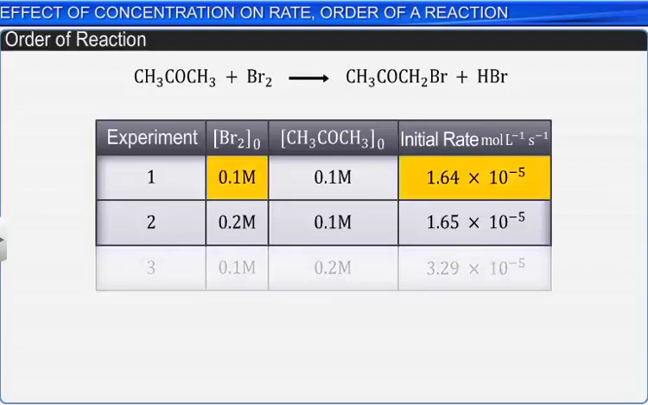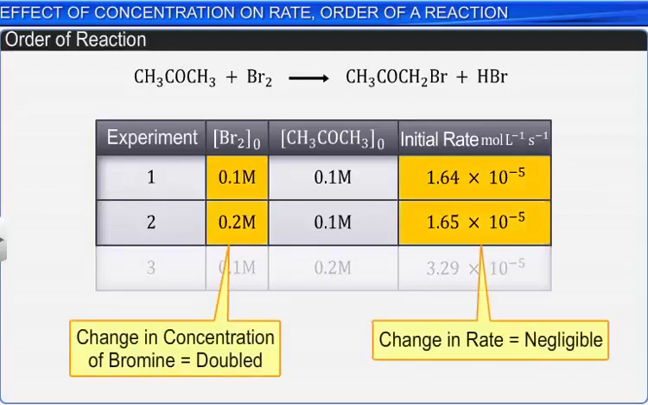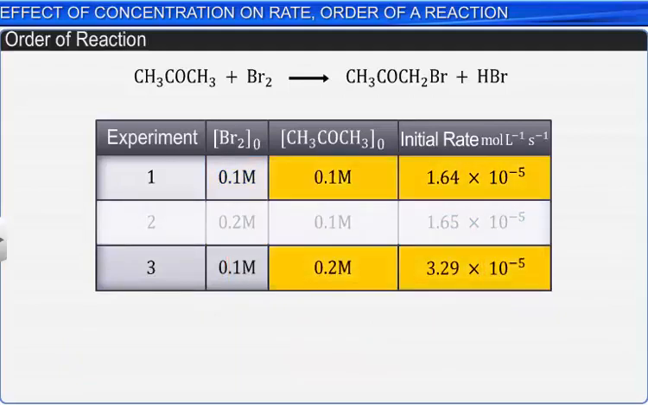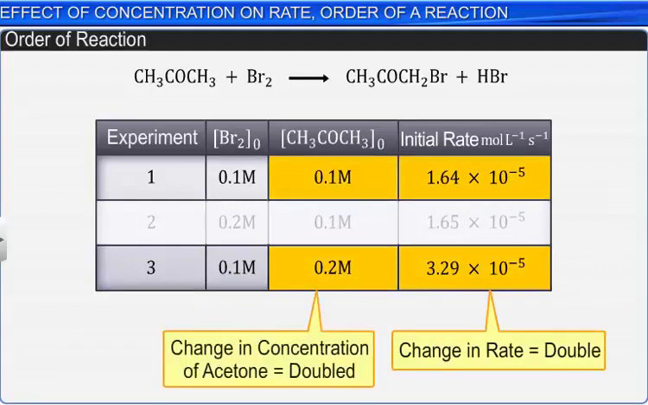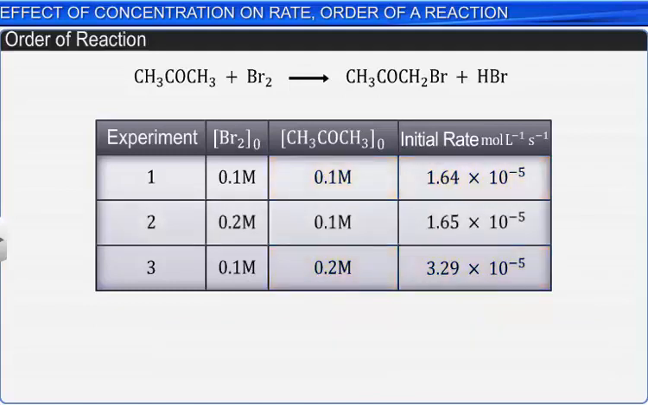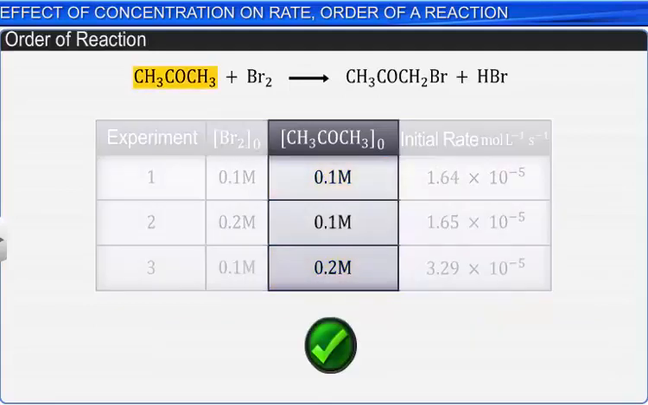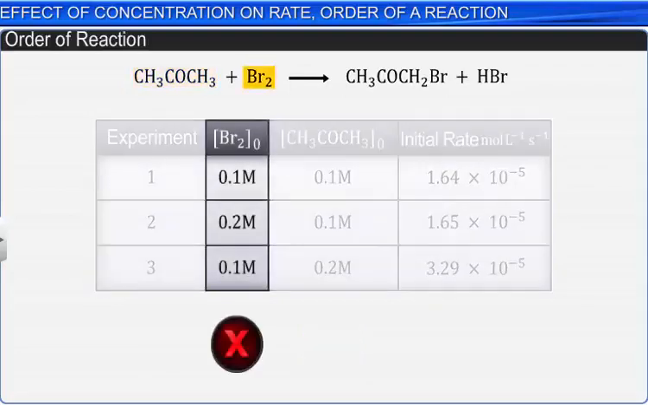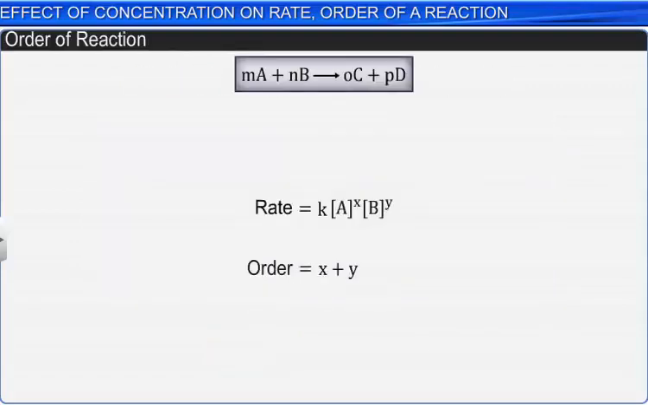Let us see how the rate of reaction changes with a change in the concentration of either bromine or acetone. From experiments 1 and 2, it is obvious that there is no change in the rate with a change in the concentration of bromine. For experiments 1 and 3, it is obvious that the rate is doubled as the concentration of acetone is doubled. That is, the rate depends on one concentration term with respect to acetone, while it doesn't depend on the concentration of bromine. Thus, the order of the reaction gives the mathematical relation between the reaction rate and the reactant concentration.